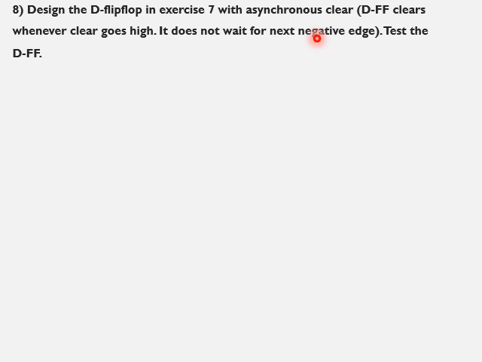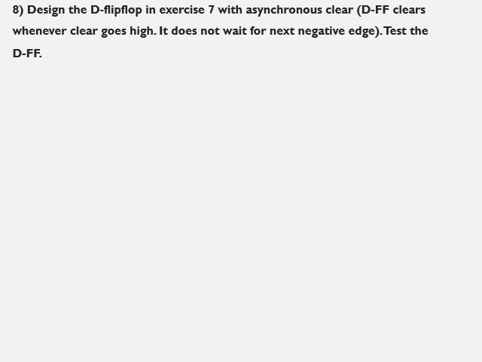In synchronous clear, the clock has the higher priority. So even though the clear is active, it is taken into account at the output only at the active edge of the clock, whereas in the case of asynchronous clear, it does not wait for the active edge of the clock. As soon as the clear goes high or low, its effect is counted at the output immediately. Okay, so we'll proceed to write the program for this.